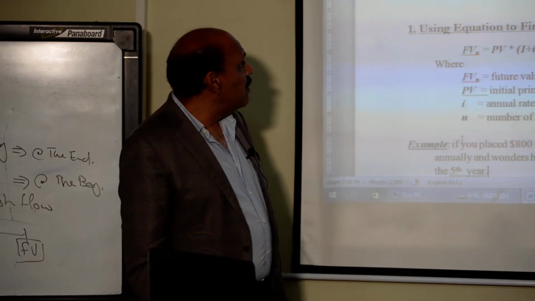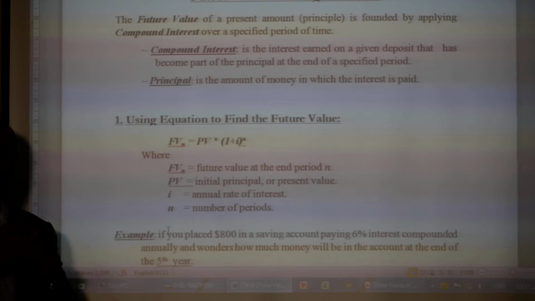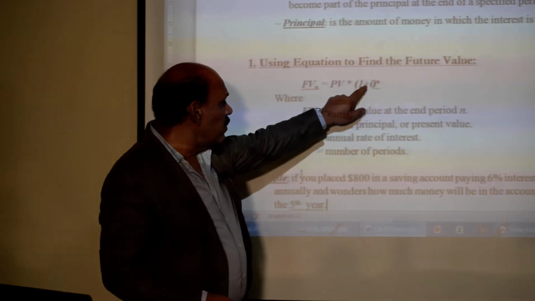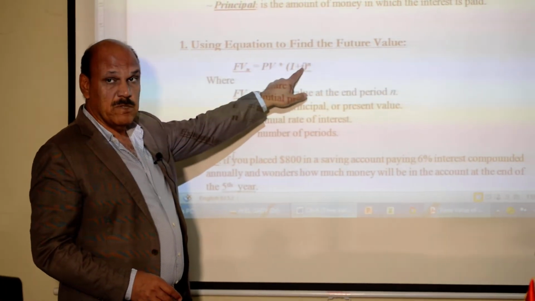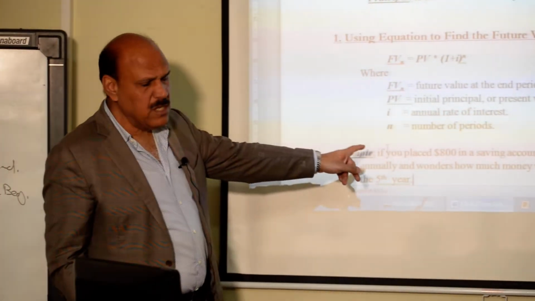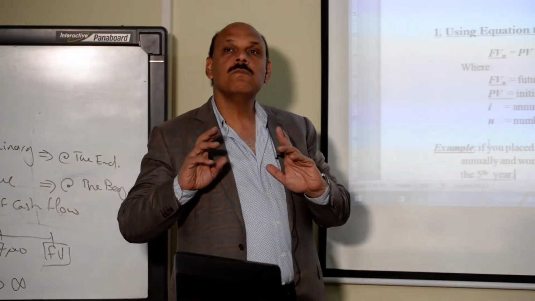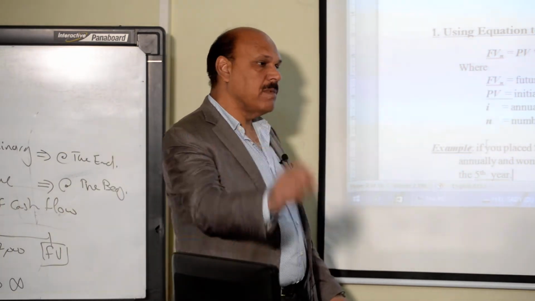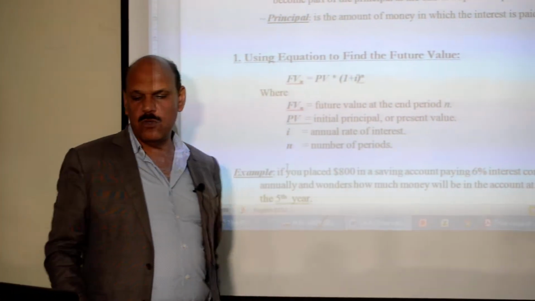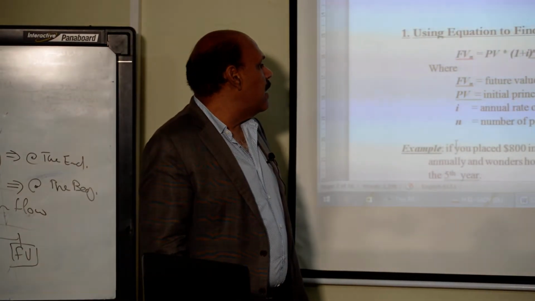Okay, now to calculate the future value of a single amount, as I told you, you need three things. You need the amount, the interest rate that it is going to be compounded at, and the number of periods. Using an equation, this is the equation: future value equals present value multiplied by 1 plus the interest rate to the power n, which is the number of periods. N could be 3 years, as here, could be 5 years, could be 10 years. It's up to you, up to your investment horizon. Okay.